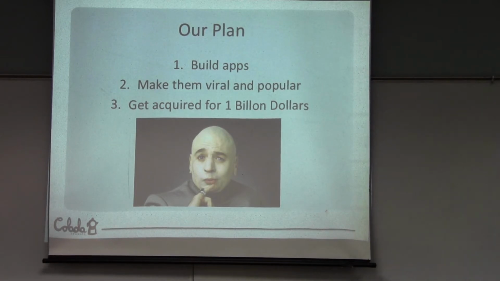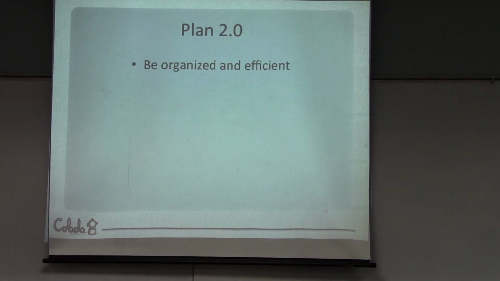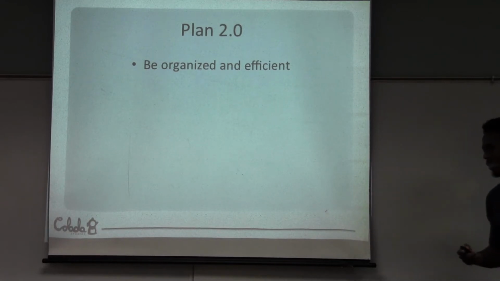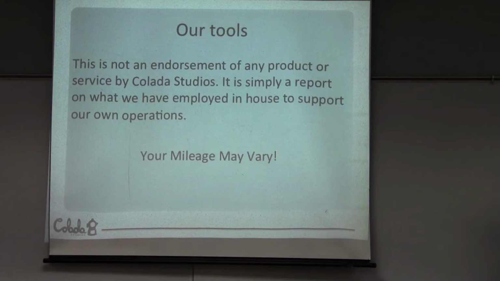So we have to go back to the drawing board. We kind of decided we refine this. So plan version 2. Essentially, we had to be organized and efficient. We had to utilize and exploit tools to make sure that we were running at as optimal a level as possible.